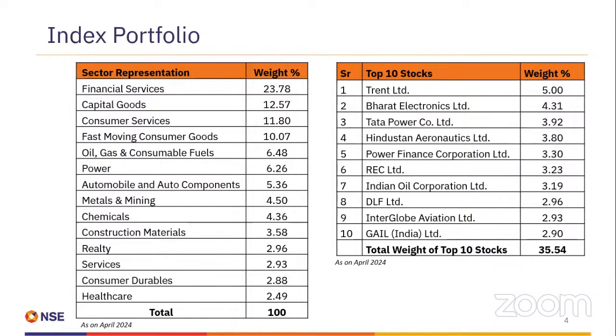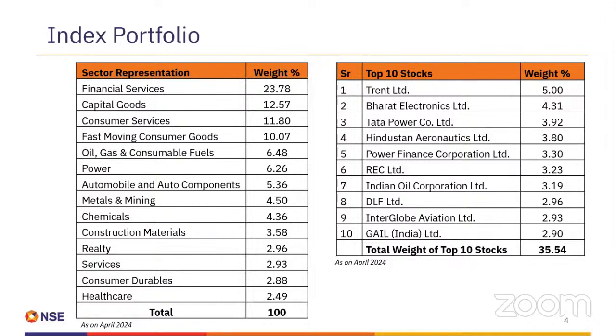Here, as you can see, the index's top representation is from financial services, with a weight of almost 24%. Financial services stocks like PFC, REC, Bank of Baroda are the top stocks in this sector. The next two sectors are capital goods and consumer services. Capital goods is close to 12.5%, and consumer services another 12%, so together they weigh roughly 24-25%. These two sectors are unique because they have representation only in this particular index.